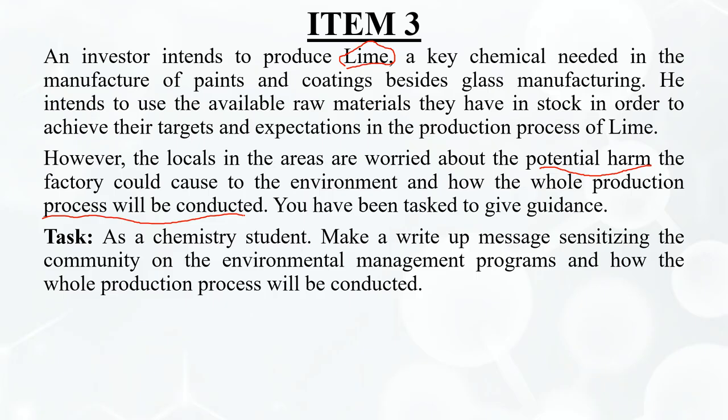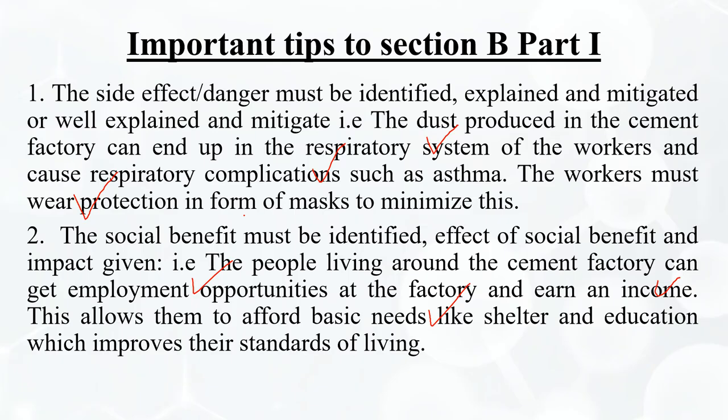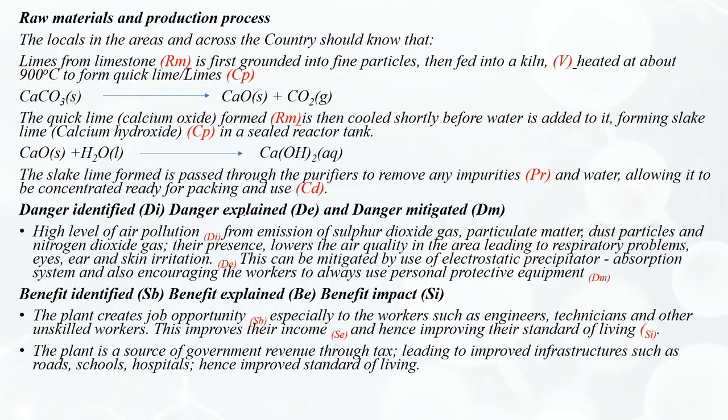Let's go through it and we see how to apply all the things that we have been talking about, the important points in this item number 3 about manufacture of lime. So we say that raw materials can be embedded in the process of production. So we have here raw material and process of production. Let's go through it faster.